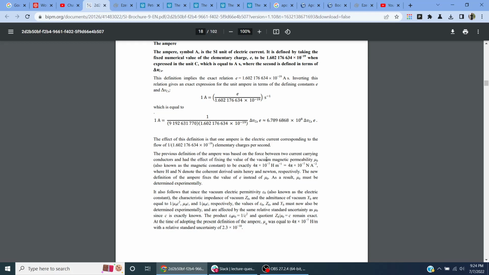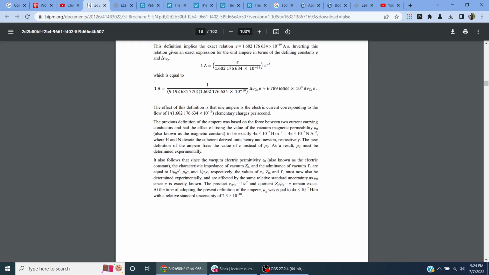The previous definition of the ampere is based on the force between two current-carrying conductors and had the effect of fixing the value of the vacuum magnetic permeability mu sub 0, also known as the magnetic constant, to be exactly 4 pi times 10 to the minus 7 henrys per inverse meter, which equals 4 pi times 10 to the minus 7 newtons per ampere squared, where H and N denote the coherent derived units henry and newton respectively. The new definition of the ampere fixes the value of e instead of mu 0. As a result, mu sub 0 must be determined experimentally.